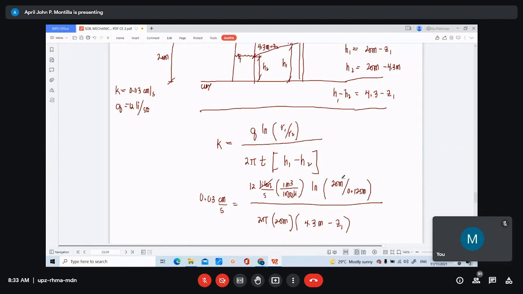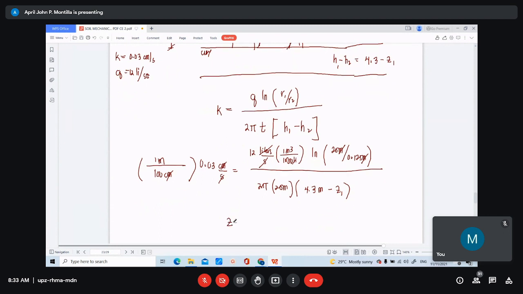So, analyze natin, this is meter. Etong seconds cancelled na. Convert natin centimeters into meters. 100 cm is to 1 meter. Cancelled na yon. So, okay na. Z1 will be in meters.